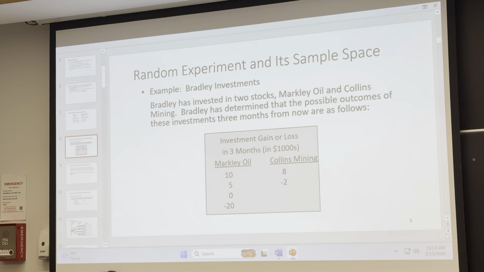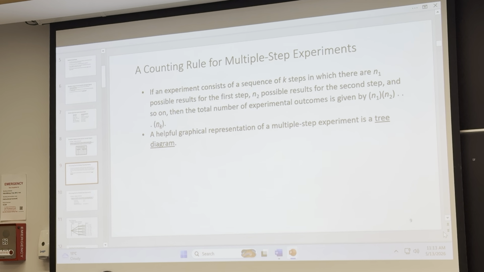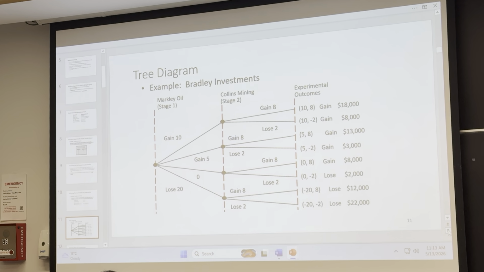And that you can see over here. For Markley Isle, you can have a gain of 10, gain of 5, gain of 0, and loss of 20. For Markley Isle, you have a gain of 10. How about Collins? You could be making 8 or you could be losing 2.